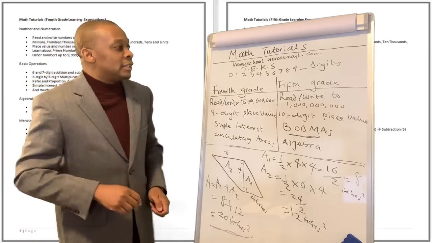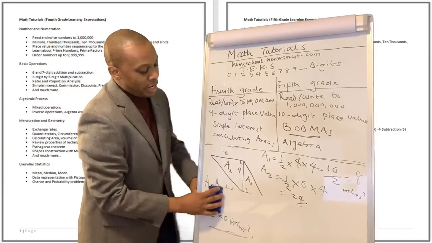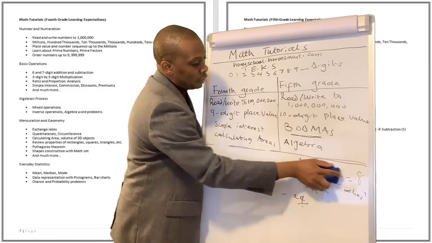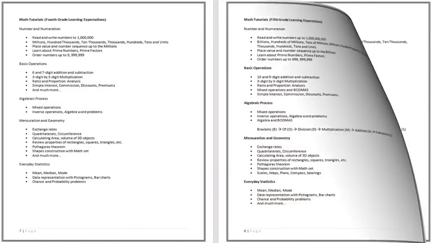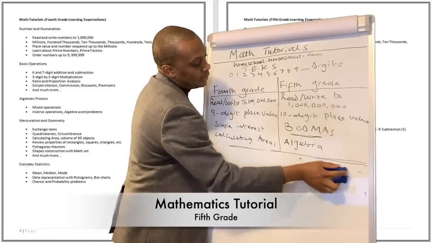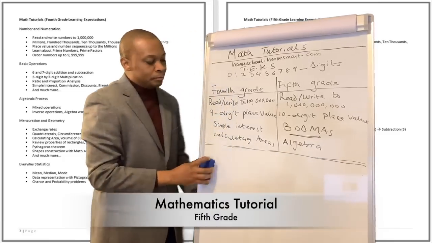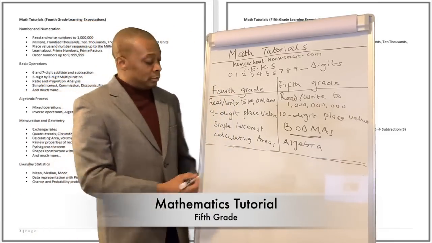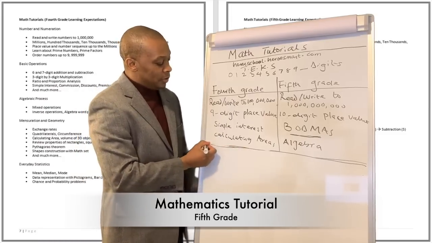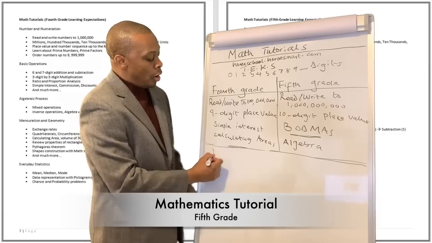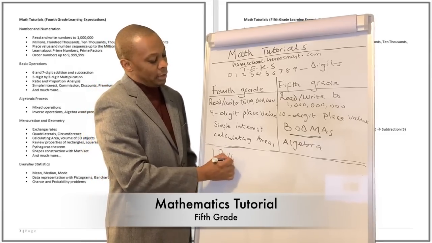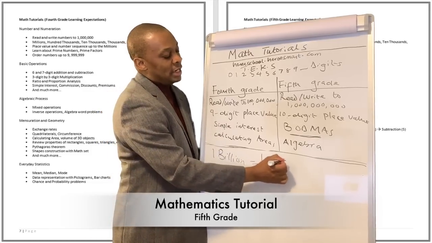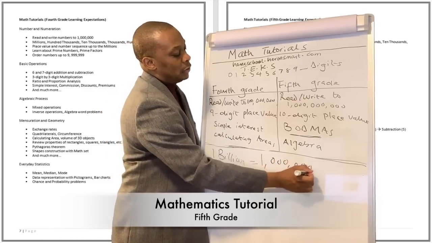All right. Now let's go ahead and talk about the fifth grade mathematics section of today's lesson. We're going to be talking to fifth graders right now. In fifth grade, the child is expected to be able to count to 1 billion, literally, which means 1 and then 9 zeros.